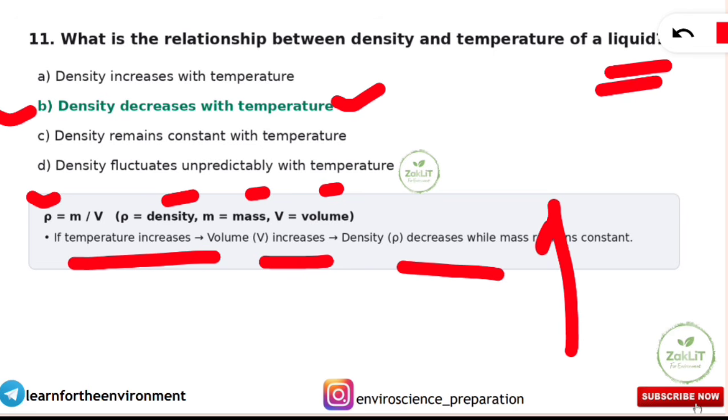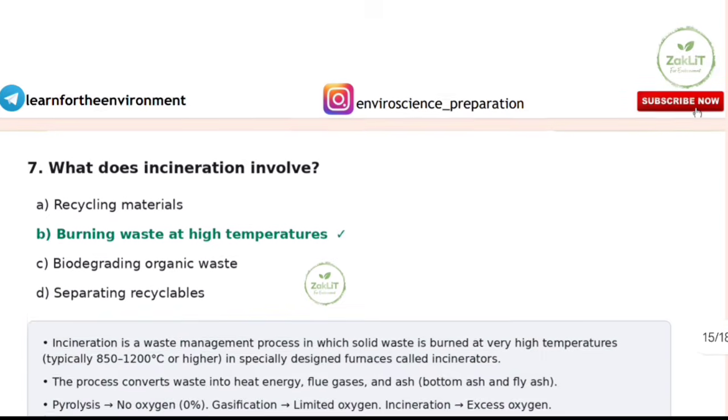So if we increase the temperature of the liquid, its density will decrease, because density is equal to mass by volume, and the increase in temperature increases the volume. So next, coming to the next question.